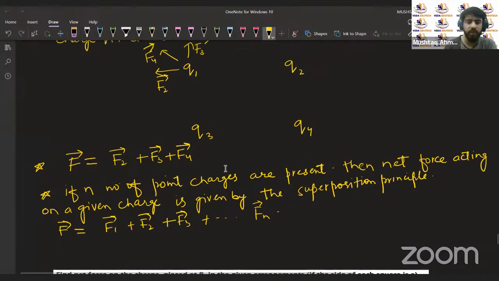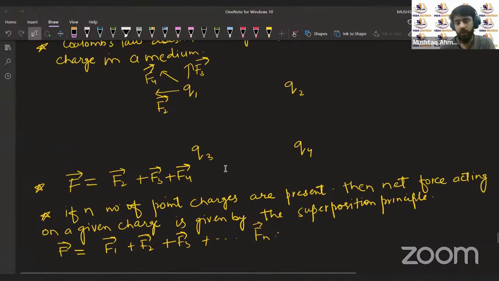If four charges are placed in a space, then the number of forces acting on an individual charge will be 3. Right? If 5 charges are placed in a space, then the number of forces acting on the given charge will be 4. So in general, if n charges are placed in a space, then the number of individual forces acting on a given charge will be n minus 1.